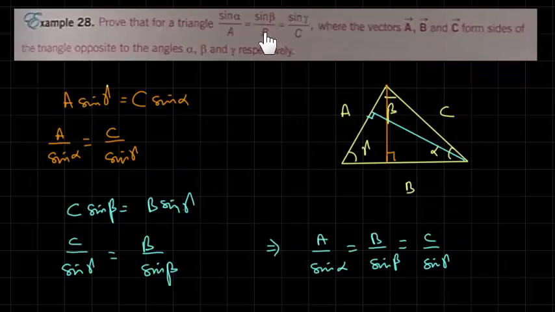Prove that for a triangle, sin alpha by A is equal to sin beta by B is equal to sin gamma by C, where the vectors A, B, C form sides of the triangle opposite to the angles alpha, beta and gamma respectively. So if this is ABC, then this is your alpha, opposite A, opposite B is beta, opposite C is gamma. So let's draw a perpendicular from here to here, and we can say that the component of A along this line is A sin gamma, which is the same as C sin alpha. So A sin gamma is same as C sin alpha.